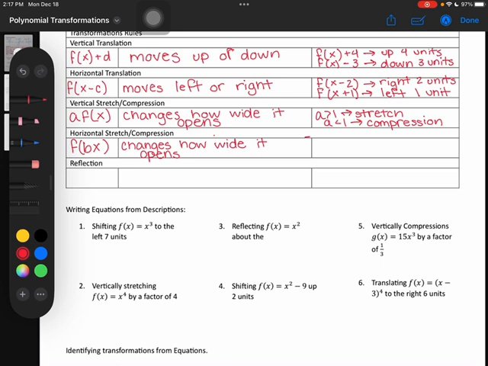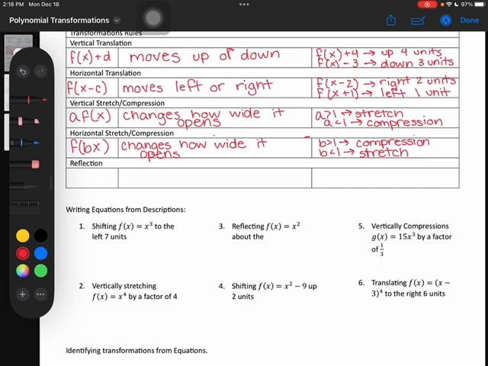Again, we're looking at those stretch and compression rules. If b is greater than 1, it's going to do the opposite: it's going to compress it. And if b is less than 1, it's going to stretch it. But we don't have to worry so much about horizontal transformations. We need to know what they are, but we're mostly going to be working with vertical translations and vertical stretches or compressions.